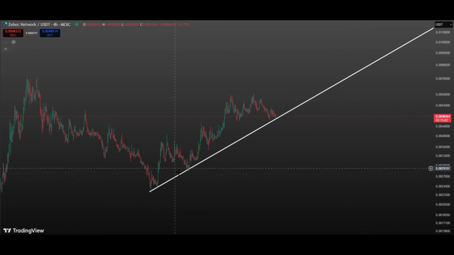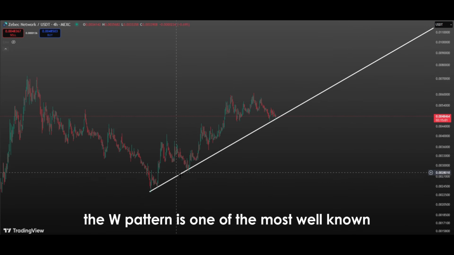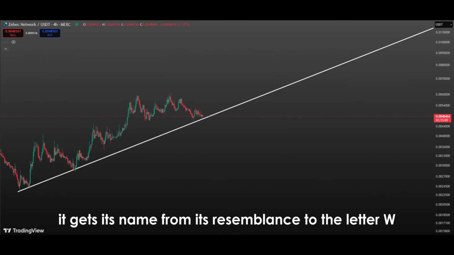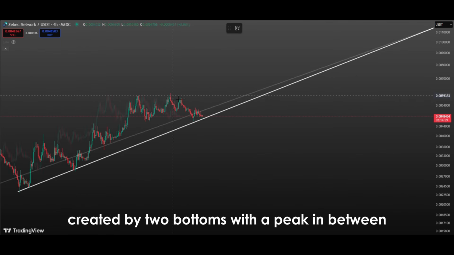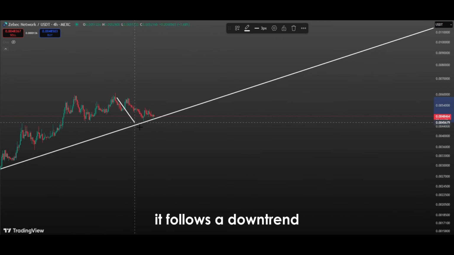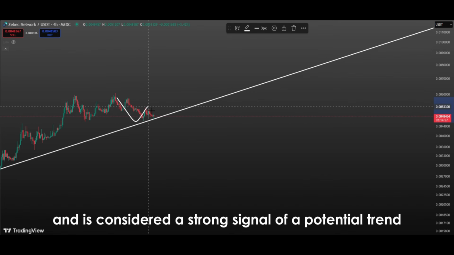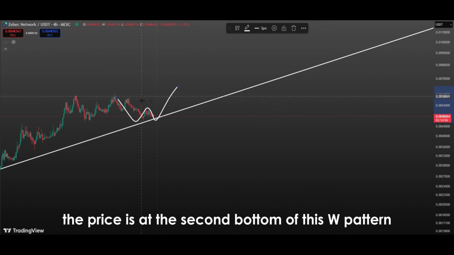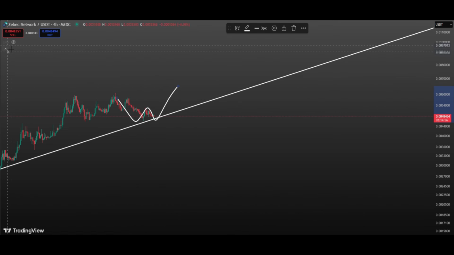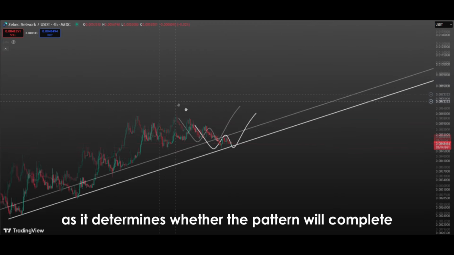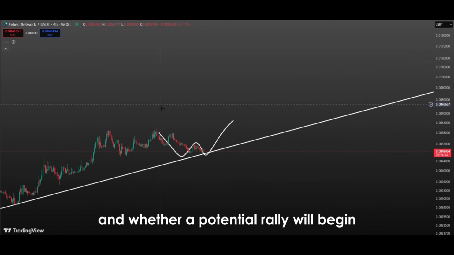The W pattern is one of the most well-known reversal patterns in technical analysis and is frequently followed by investors. It gets its name from its resemblance to the letter W on the price chart, created by two bottoms with a peak in between. The formation of this pattern typically follows a downtrend and is considered a strong signal of a potential trend reversal in the market. At present, the price is at the second bottom of this W pattern, which is the most critical stage. The second bottom is essentially a now or never zone for investors, as it determines whether the pattern will complete and whether a potential rally will begin.